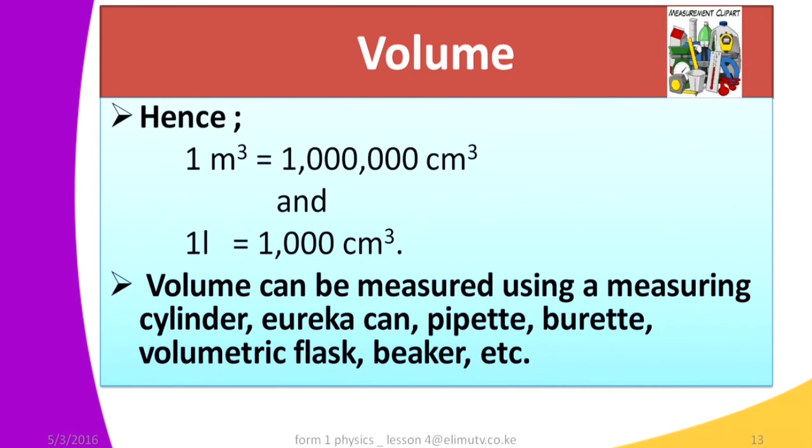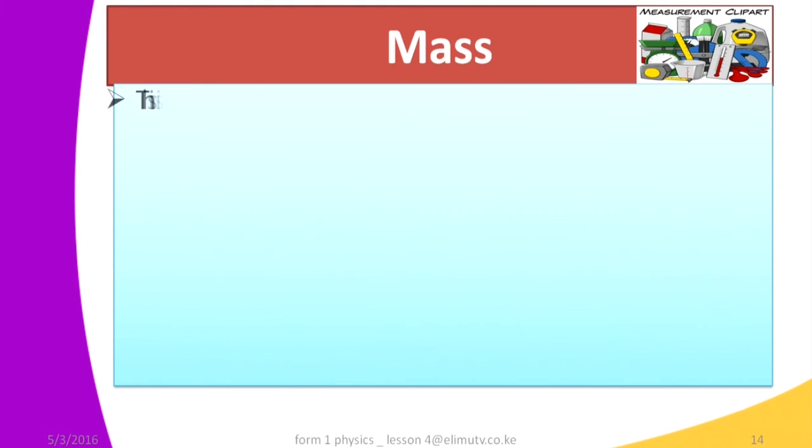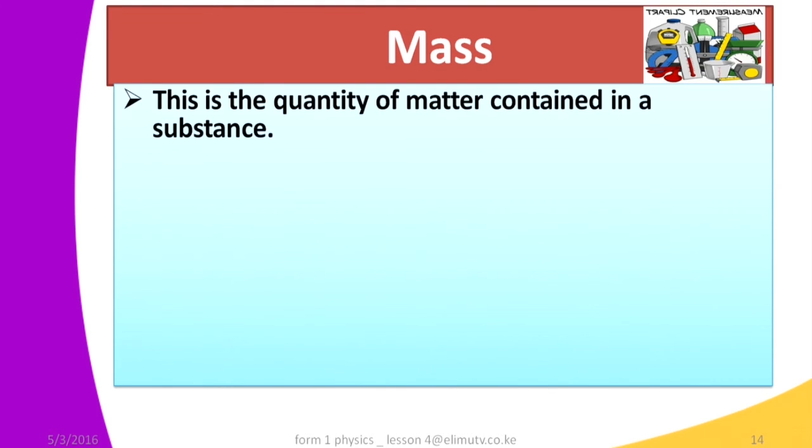The next physical quantity we want to look at is mass. What is mass? This is the quantity of matter contained in a substance. The quantity of matter that a substance has is what we call mass. There's a difference between mass and weight, as we're going to see later on in the topic called forces. People confuse mass with weight. Mass is the quantity of matter contained in a substance.